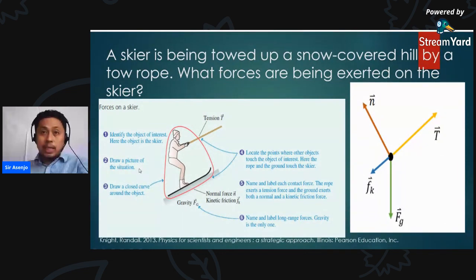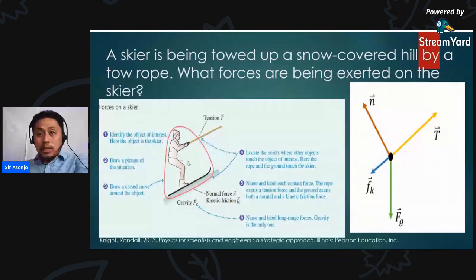Second, draw a picture of the situation. So this is the situation, and this is the drawing. Third, draw a closed curve around the object. This is the circle rather, of course, this is a closed curve. Fourth step, locate the points where other objects touch the object of interest.